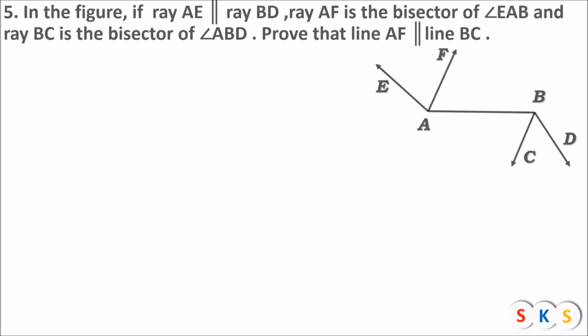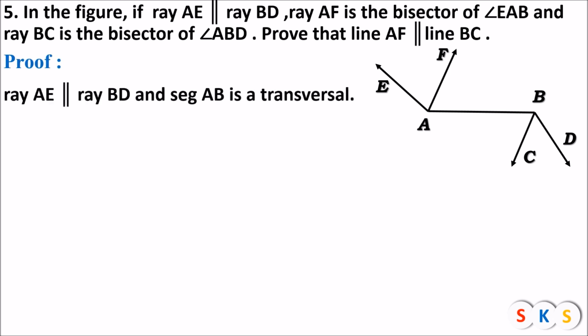Here we have the next question. In the figure, if ray AE is parallel to ray BD, ray AF is the bisector of angle EAB and ray BC is the bisector of angle ABD, prove that line AF is parallel to line BC. Let's see the proof of this question.